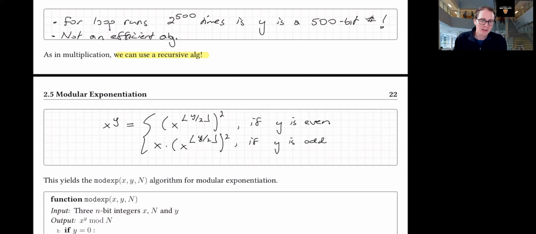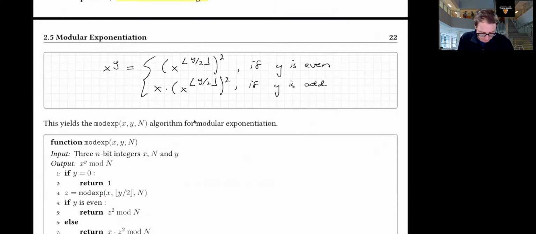So for example, if y is 49, then y over 2 floored is 24. When you square that, 24 squared is 48 in the exponent, and then we get one more x here, which brings us up to 49. Right? So if it's odd, we have to multiply one more x in. If it's even, we're good. And this yields a recursive algorithm, much like what we did for multiplication.